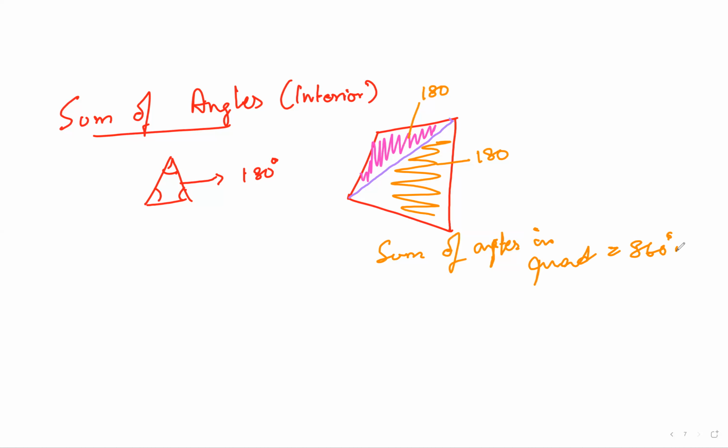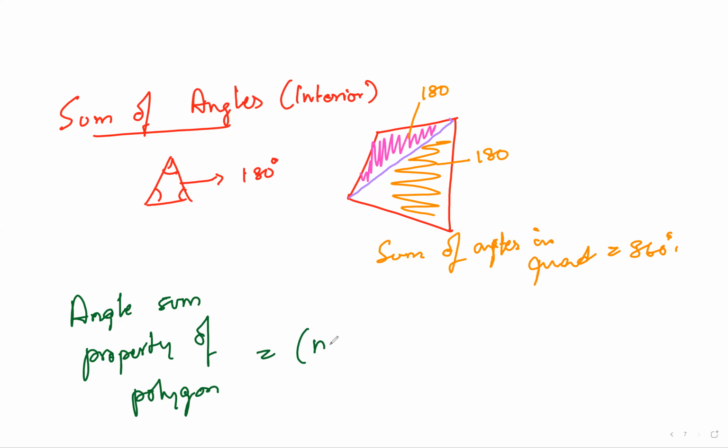See, if you want for a 10-sided polygon or a 15-sided polygon, what is the sum? You cannot go on drawing the diagonals and find out what is the sum, right? So in order to that, we have a formula in finding out the sum of angles, the angle sum property. So the angle sum property of a polygon is equal to n minus 2 times 180 degrees. What is n? N is number of sides.